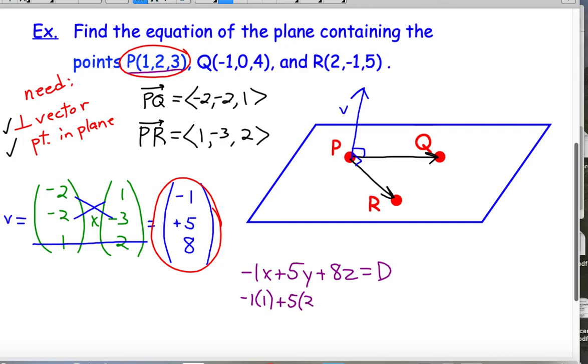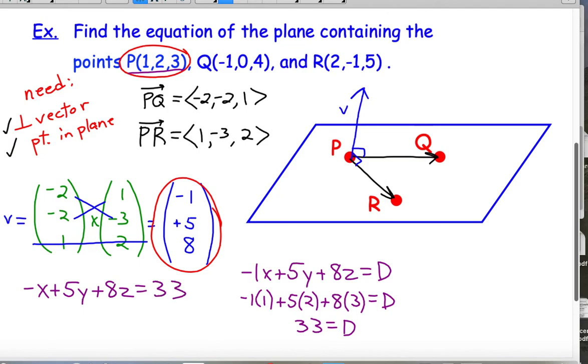Doesn't matter which point you plug in. You'll get the same value for d. All right, now we simplify that. We get 10 and 24. We get 34 minus 1 is 33. So d is equal to 33. So final answer, the equation of the plane, it's going to be -x plus 5y plus 8z equals 33. And we usually like the leading coefficient to be positive. So you'll probably see this, as most answers would write it, as x minus 5y minus 8z equals -33.